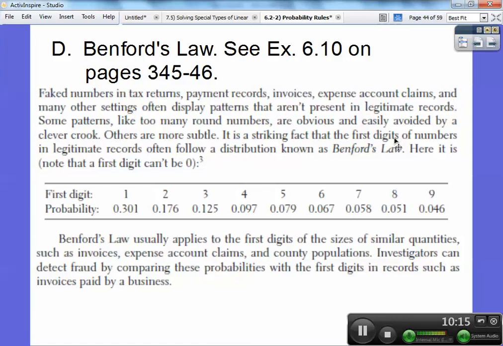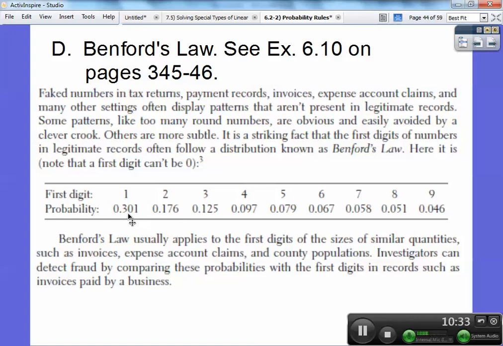So the first digit, it can never be 0. So, you know, think about tax returns and say you made $52,000. Okay, the first digit would be the 5 for the 52. Well, they're saying that the first digit on tax returns, the probability that the first digit is 1 is 3.